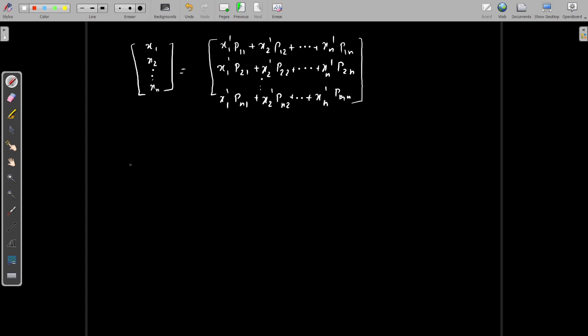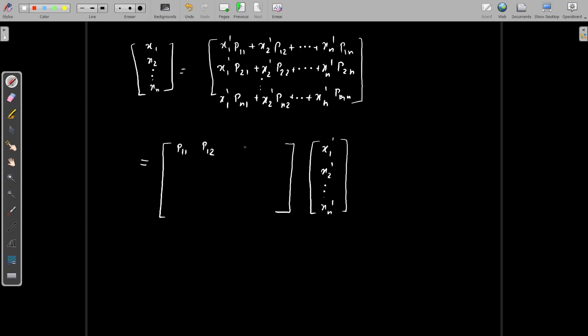Now we rewrite the RHS. We decompose this column vector as the product of two different matrices. From the right we have x1 prime, x2 prime, etc. xn prime. This will be the second matrix, and in the first matrix we have p11, p12, etc. p1n. Now when you multiply these two matrices, the first term will be the product of the first row with the first column, that is p11 x1 prime, p12 x2 prime, and so on.